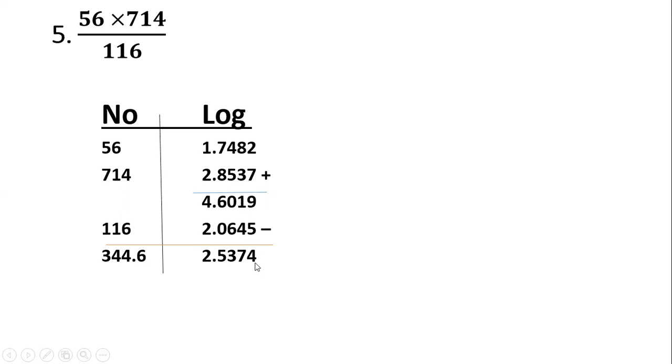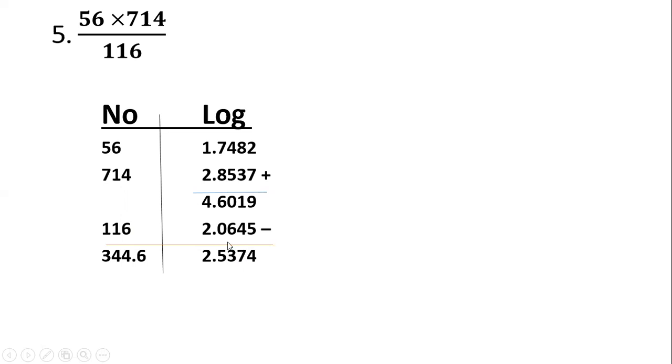5 take away 4. That's 5, 9 take away 5, 4. 1 is impossible. You borrow 1, it comes here. 10, then you borrow 1. 11 take away 4, 7. 9 take away 6, 3. 5 take, you have borrowed 1 already. 5 take away 0, 5, then 4 take away 2.